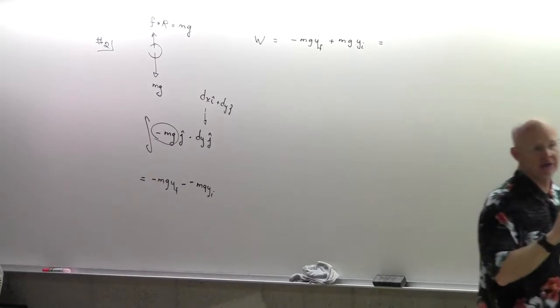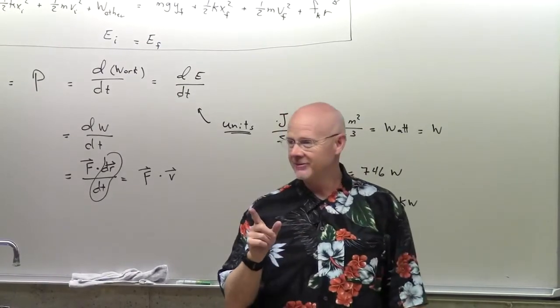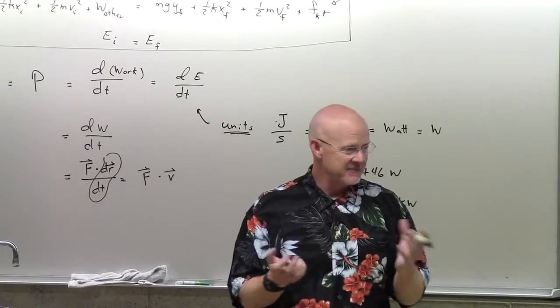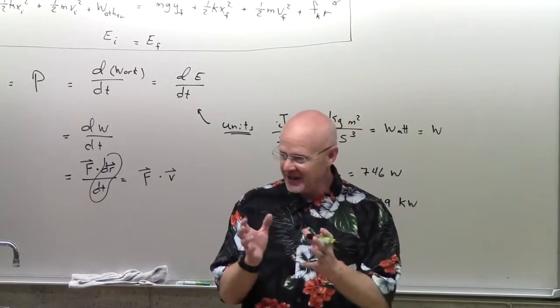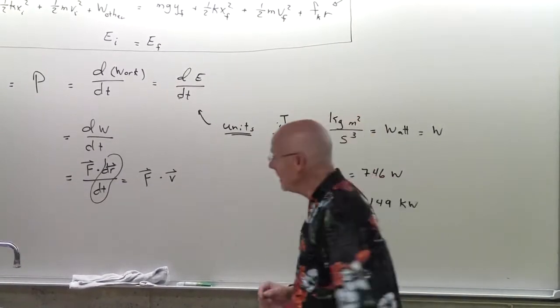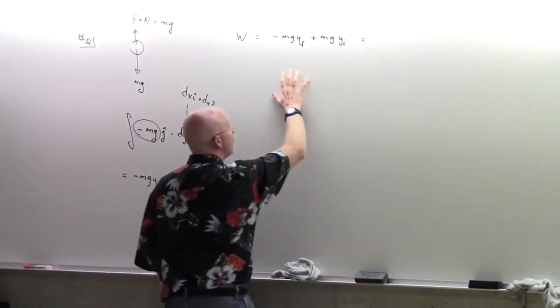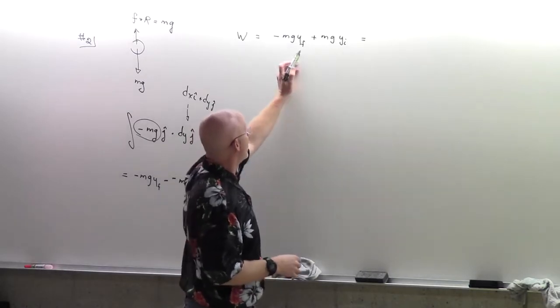I also made an emphasis that something has not been chosen for us. And that would be the origin. Where does y equal zero? It hasn't been chosen yet. You could put y equal to zero anywhere you like. And that's kind of nice because I would suggest, since this is the equation for the work, we call either the beginning or ending zero.